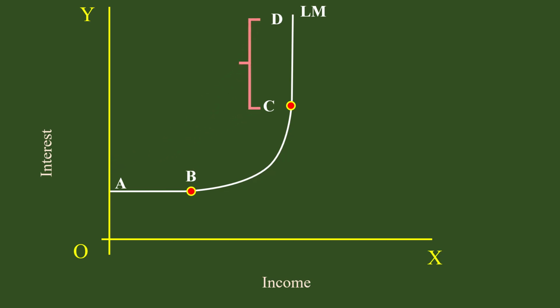Its upper segment CD is vertical and parallel to the y-axis. It is perfectly inelastic. This part of the curve is known as the classical range. In this range, people want to hold cash only for transaction purpose and use their entire cash meant for speculative motive to buy bonds. The segment BC, which lies in between, is called the intermediate range.